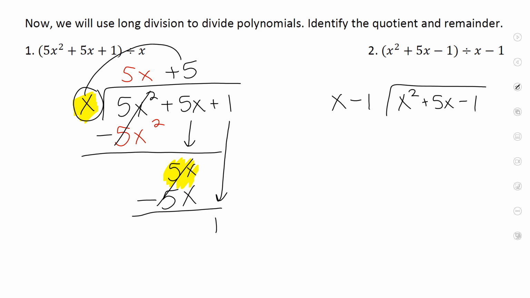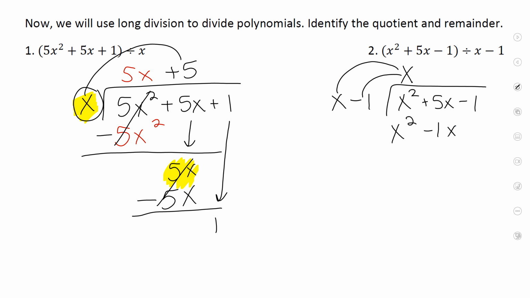Okay, let's think. X times what will give you x squared? X, everyone put an X on the top. Now we multiply. X times x is x squared. Now look what I'm going to do. -1 times x is -1x.